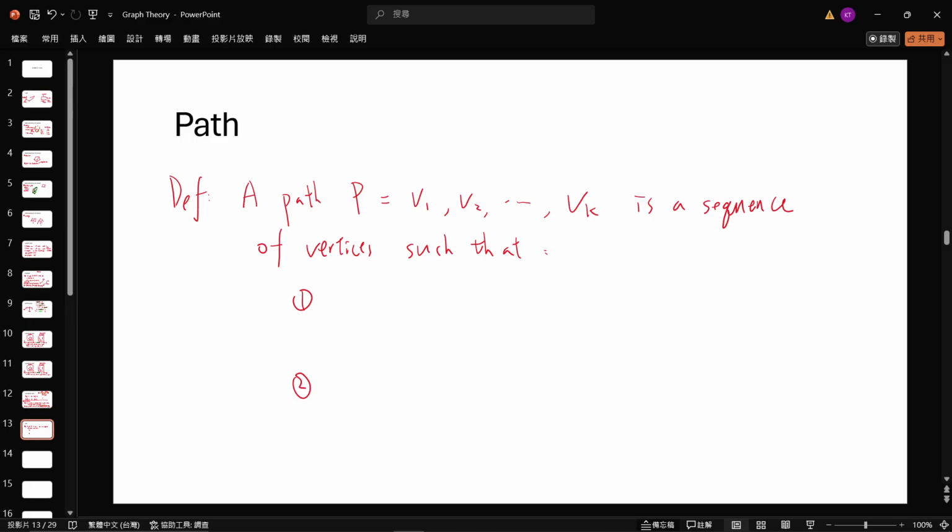Okay, so for a sequence of vertices to be a path, it has to satisfy two properties. The first one is the most natural one, that is, if I say I can use this path to reach from V1 to Vk, then you have to make sure that V1 and V2 are adjacent. Okay, there's an edge between V1 and V2. Similarly, there's an edge between V2 and V3. Okay, so that's very natural. So Vi and Vi plus 1 are adjacent.